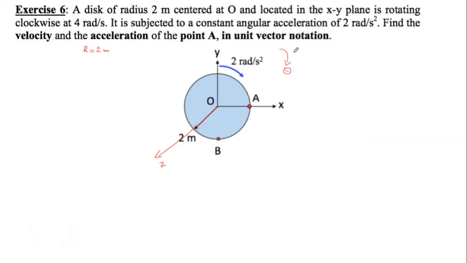At 4 radians per second. So I'm giving you omega. Omega at this time is 4 radians per second, but it's negative, meaning it's rotating clockwise. That's why I drew this clockwise. The disk is subjected to a constant angular acceleration of 2 radians per second square. You see this in blue here. This is alpha, and it's 2 radians per second square in magnitude. In direction, it's negative.